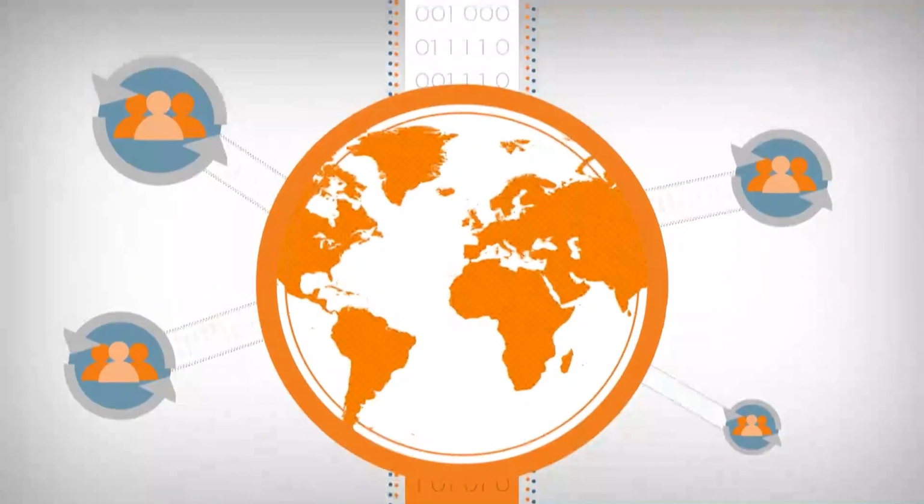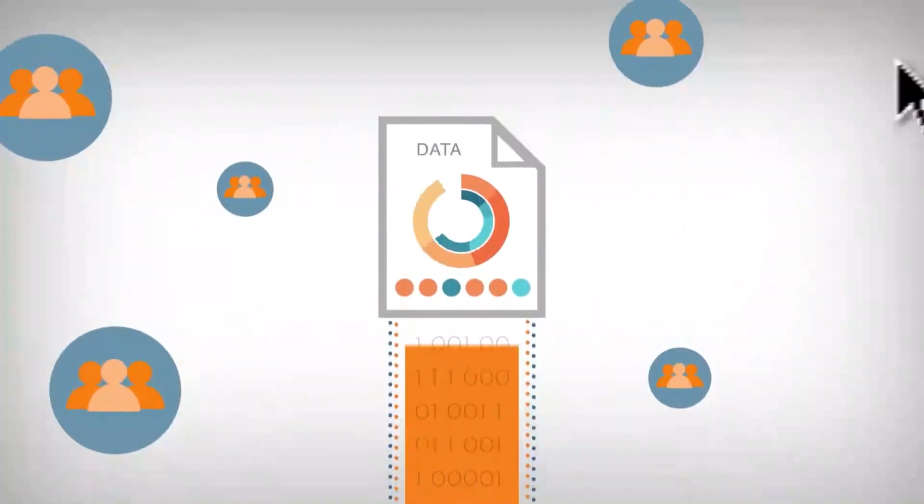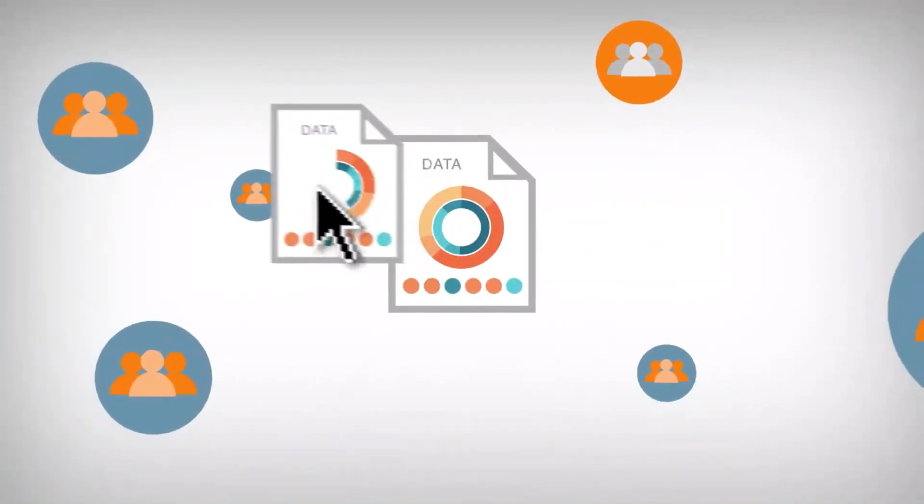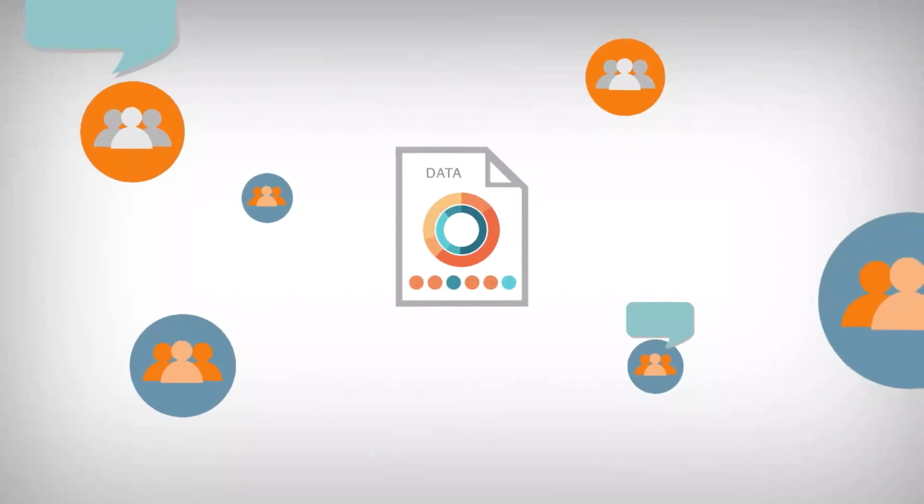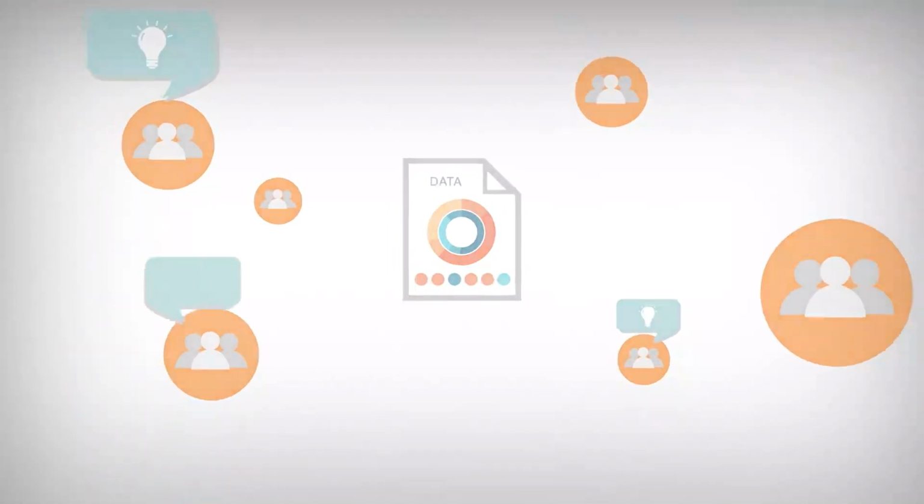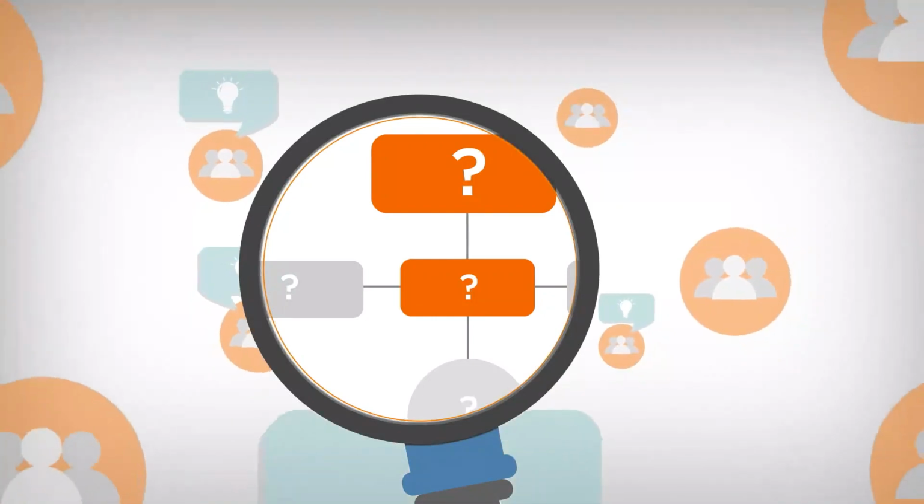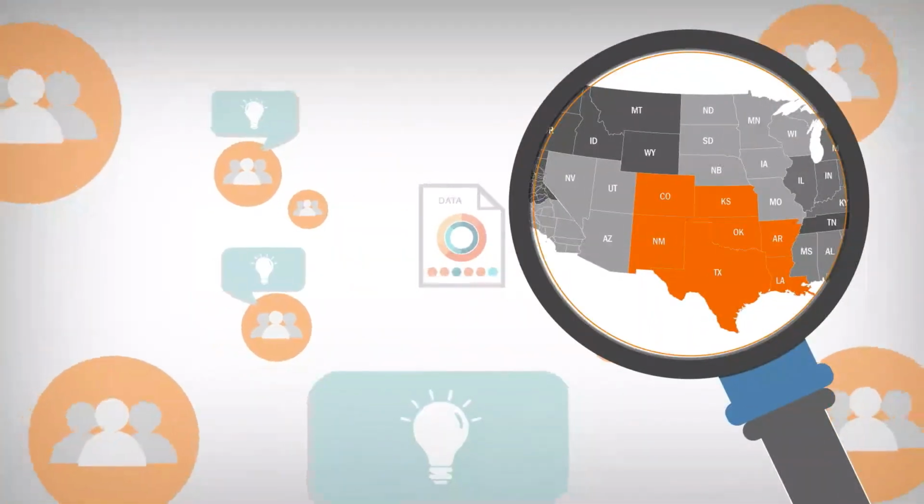A siloed approach leaves you with inconsistent data that's been copied and moved across teams and technology platforms. Any insights you find are isolated, making it hard to analyze a complete business process or to share insights across different teams, departments, territories, users, and tools.